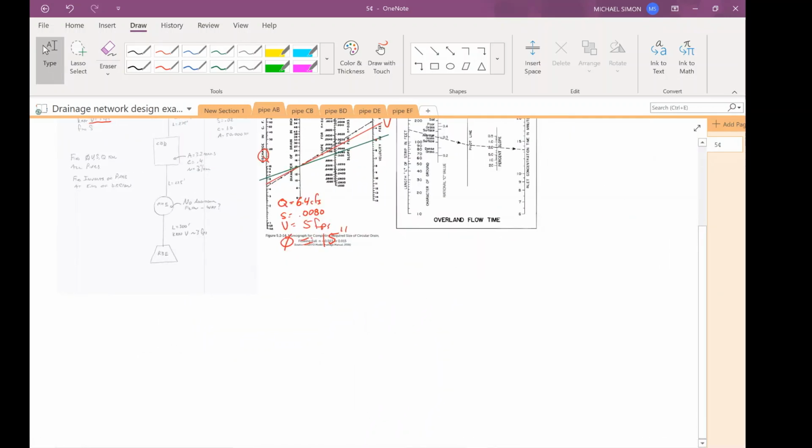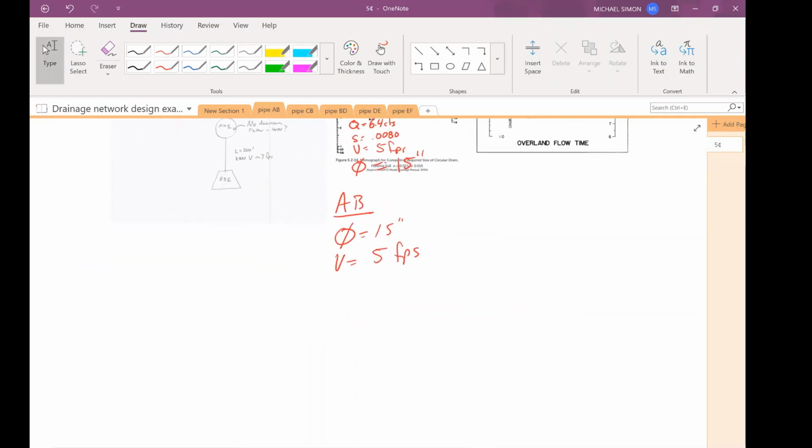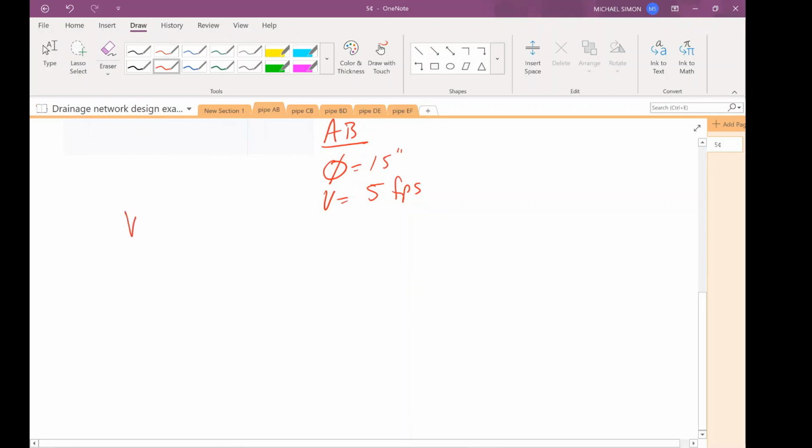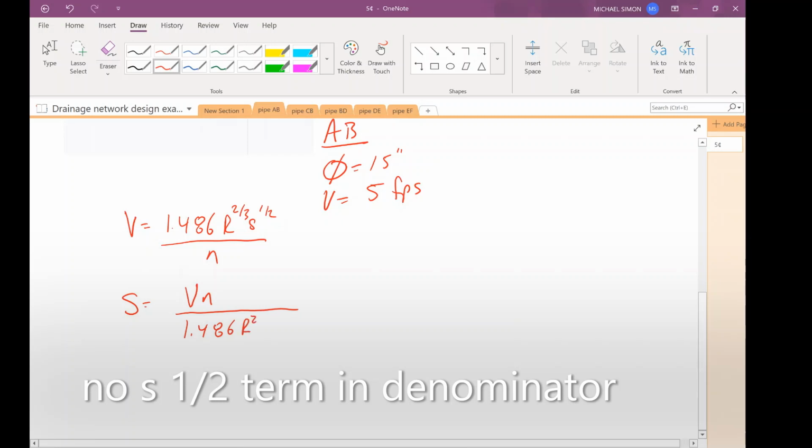So what do we now know that is, we'll call it, an absolute truth for this pipe? For pipe AB, we know that the diameter is going to be 15 inches. That's a given. We know we want to keep the velocity at 5 feet per second. So we're going to solve for slope and we're going to solve for Q. V is equal to 1.486 r to the 2/3 s to the 1/2 over n. When I bring everything to one side, slope is equal to Vn over 1.486 r to the 2/3, and all of that is squared. This is a good point for you to pause it, do the calculation for slope, and if you can, Q also, and when you come back, we'll go through the calculation.